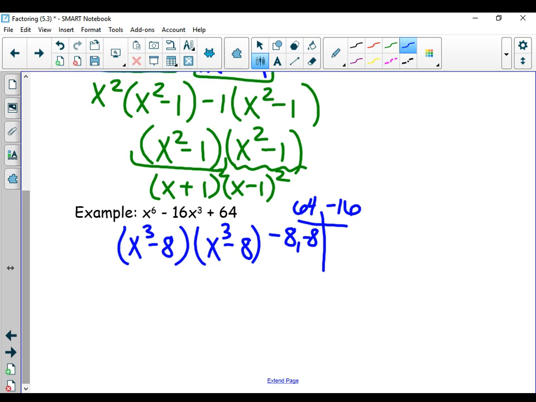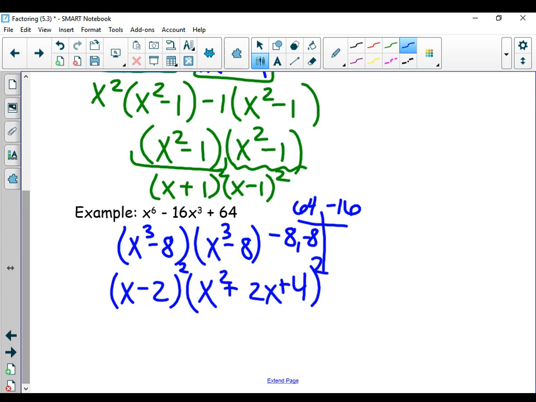So am I done? No. That's difference of cubes. So if I'm going to find the cube root of x cubed and the cube root of 8, that's just x and 2. So I have x and 2, x squared, 2x, and 4. Same sign, opposite sign, always positive. But because I have 2 of them, I'm just going to make them squared. There's no sense in doing it twice if it's the same exact thing.